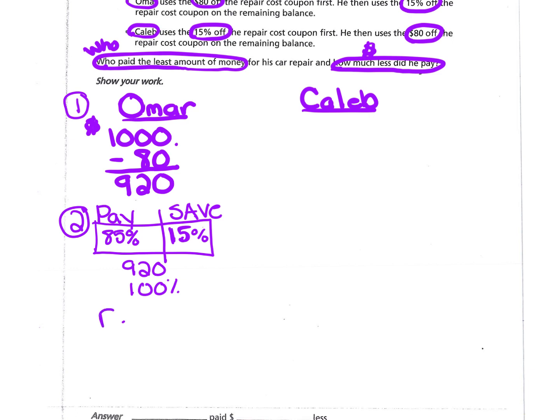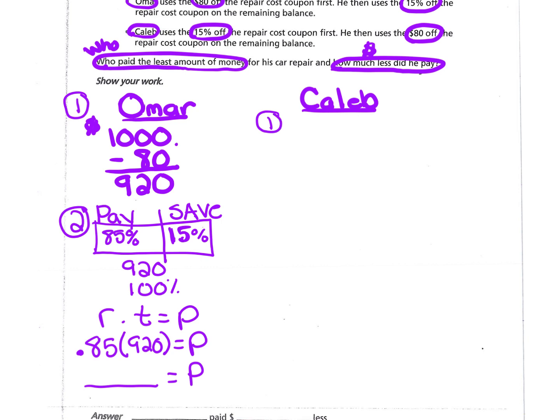So finish up this problem by finding out what 85% of $920 is, and that's how much Omar is going to pay. Caleb, on the other hand, takes a different route. Step 1. He is going to use his 15% coupon off on the $1,000 owed. He uses that first.